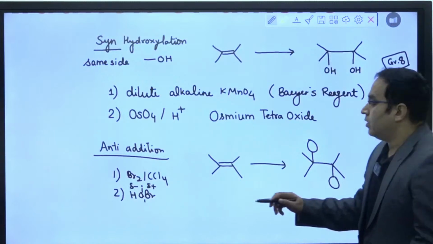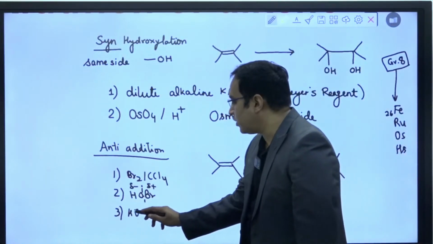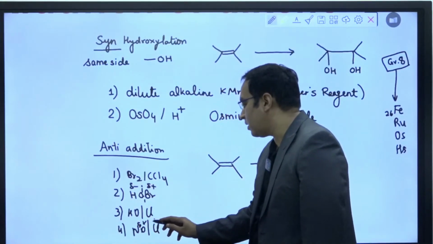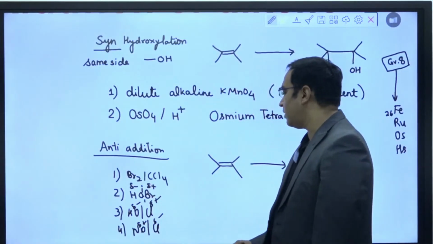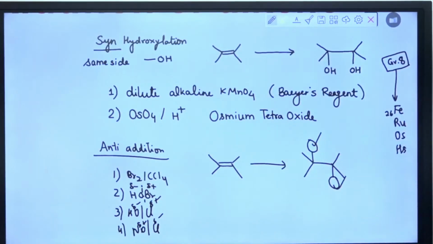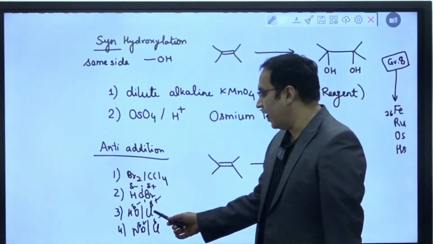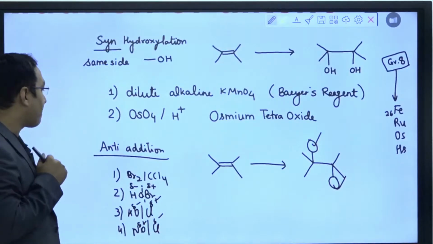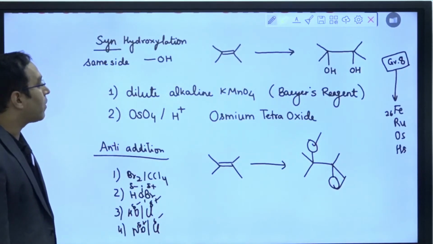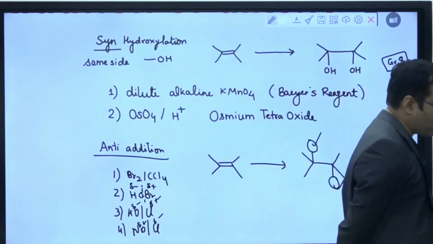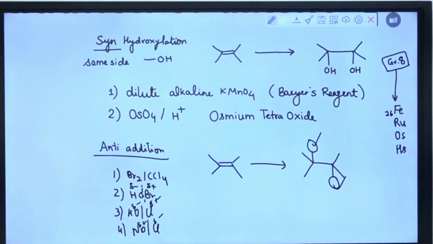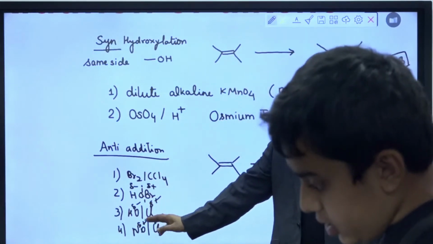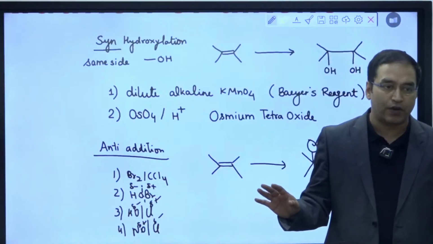Okay. Similarly, let's say you are given HOCl, HO minus Cl plus, and NOCl. So mostly all these reactions are opposite. One group will come here, the other group will come there, right? HOCl and NOCl. These are all reagents that give anti-addition. In general, all these reactions are anti-addition, right?